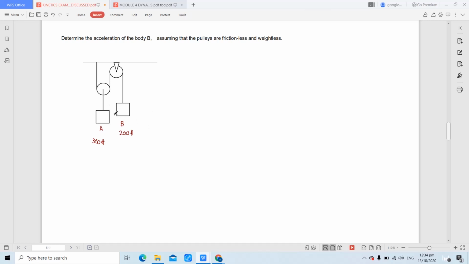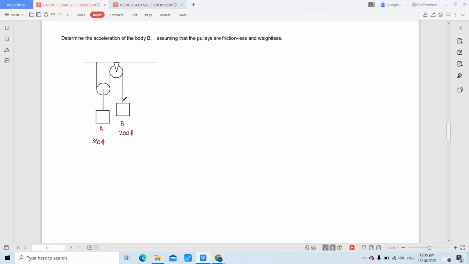Kapag dalawa na yung body na kino-consider, hindi dapat natin kaligtaan yung step number 3 natin. Kanina, iisang body lang kasi. Yung relationship ng kinematics ng mga bodies. So, i-relate natin yung distance traveled ni body A sa distance traveled ni body B, yung velocity ni body A sa velocity ni body B, at yung acceleration ni body A sa acceleration ni body B. Gawin na natin yun para tuloy-tuloy na tayo mamaya sa pag-solve.